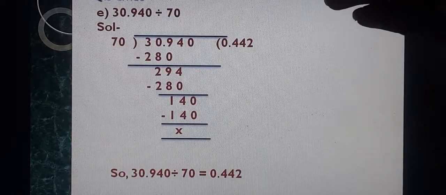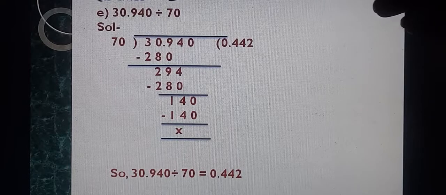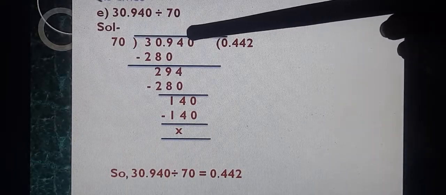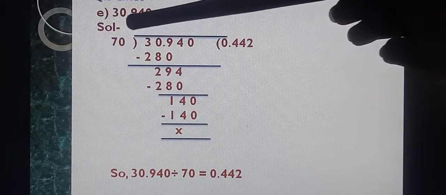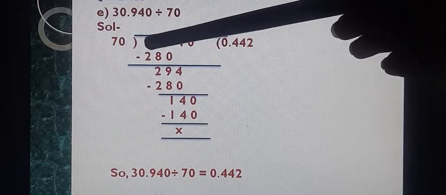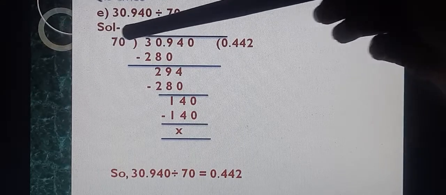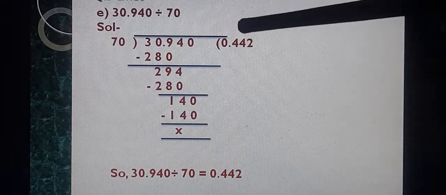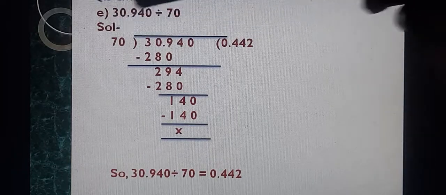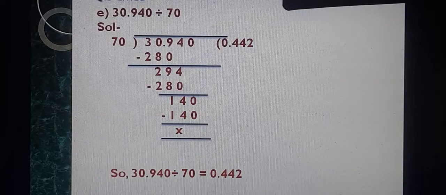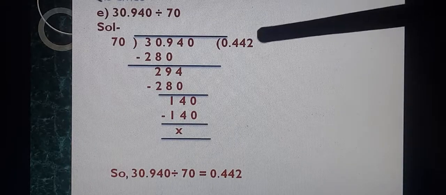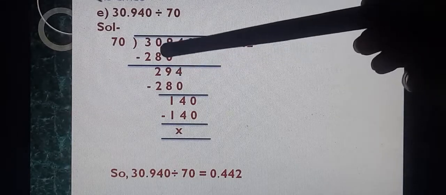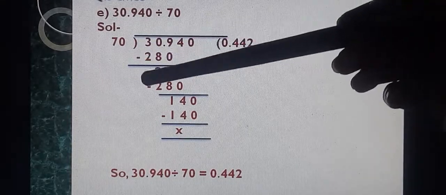Third question, E part. 30 decimal 940 divided by 70. 30 decimal 940 divided by 70. 30, 70. 30 is less than 70. So we will take one more digit, 309. Now 7 4s are 28. 70 4s are 280. Right? Oral multiplication we have done. Now 9 minus 0, 9. 10 minus 8, 2. 2 minus 2, 0.